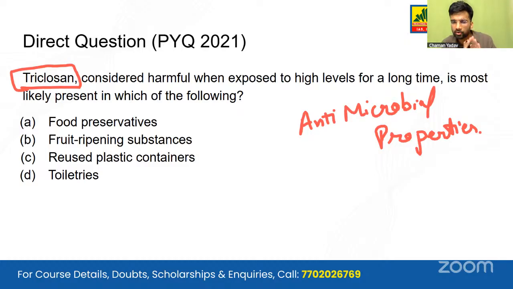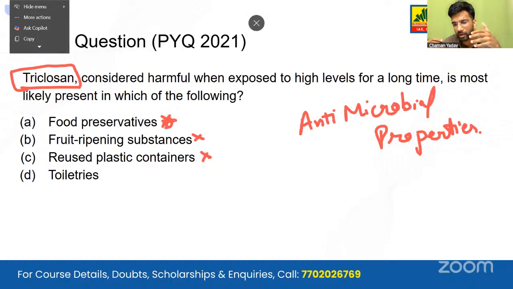If an aspirant knows this much, that it has antimicrobial properties, then he or she can eliminate the first option, that it is used in food preservatives. It is also not used in fruit ripening. It is not a fruit ripening substance and is not used in plastic containers. Food preservative might become a bit dicey because, okay, it is antimicrobial, so it could be used, but it has certain harmful effects for human health as well. So we do not use it much in food preservatives.